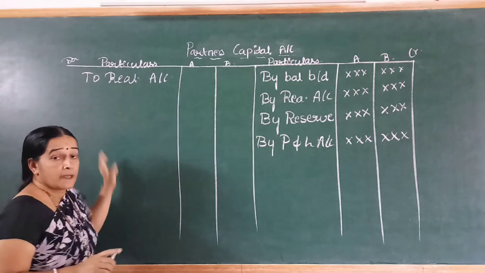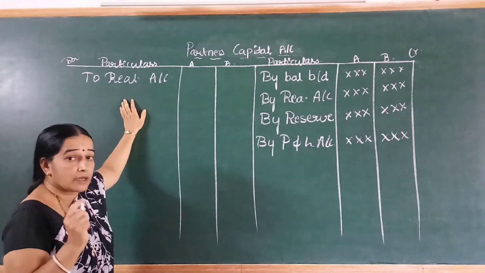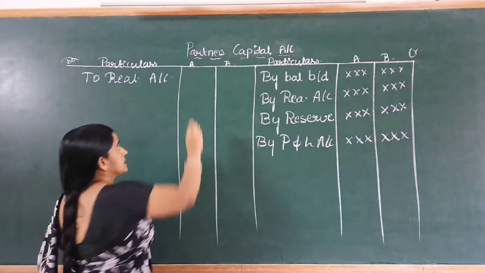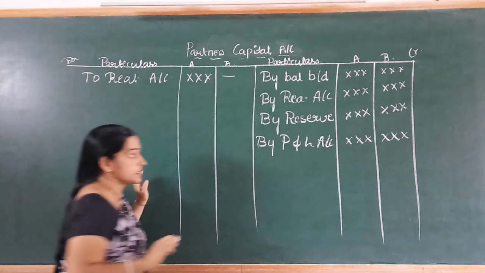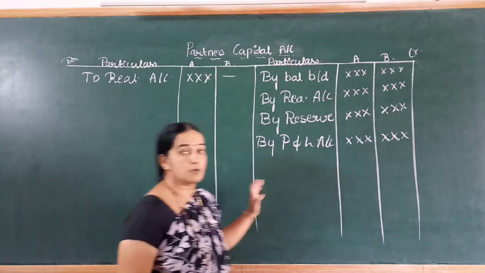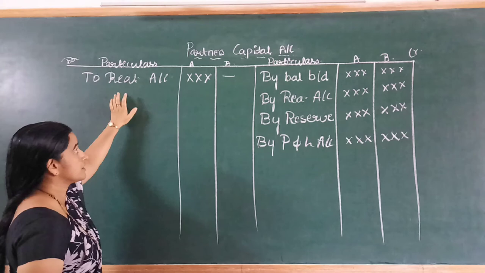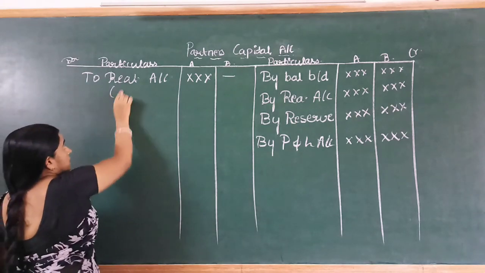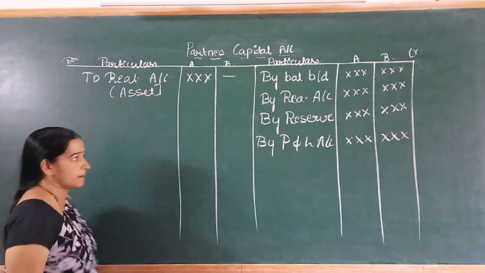For example, A took over the furniture at book value, means whatever the amount, the book value of furniture should be debited to A's capital account. A's capital account means while paying the amount to Mr. A, that much amount will be reduced in his capital account. So what is the entry we made now on the debit side? This is for taking over asset, not liability, for taking over the asset.